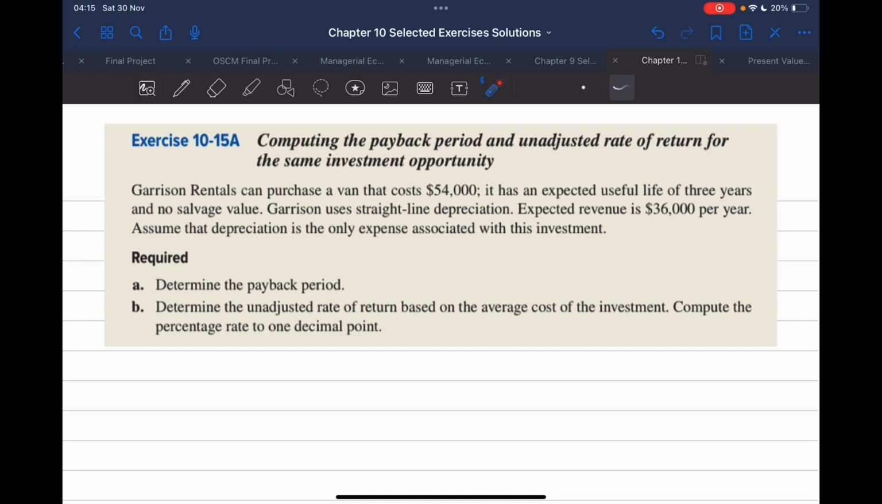In this video we're going to be looking at exercise 10-15A, which is going to be the last exercise that we have selected for this chapter. So let's read the question together.